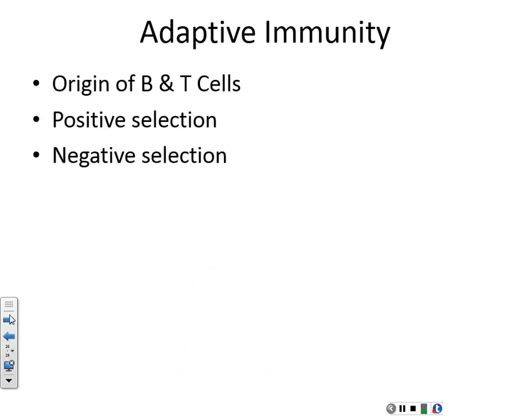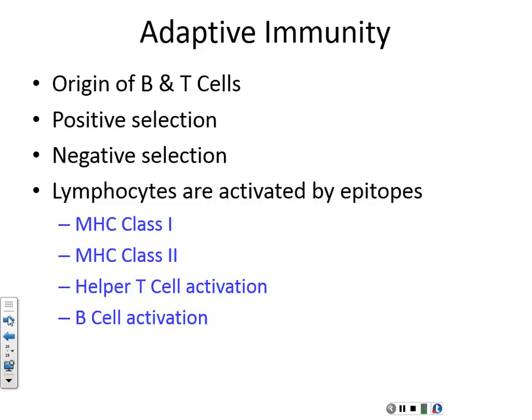So we know about the origin of B and T cells, like bone and thymus, and we know about positive selection, where you select for the ones that will attack foreign microorganisms, and negative selection, where you select against those that will attack your body proteins. So they are attached to host epitopes. They're your own epitopes.